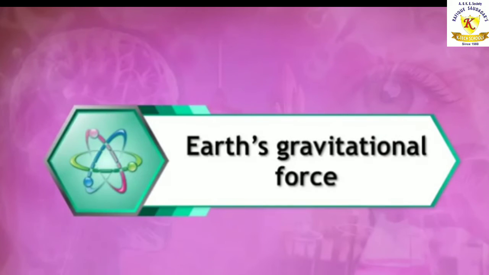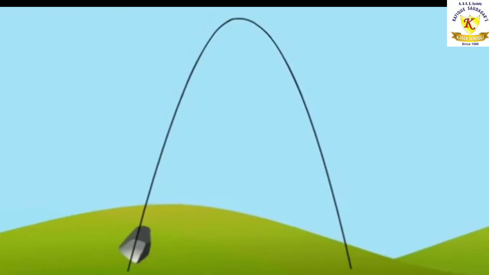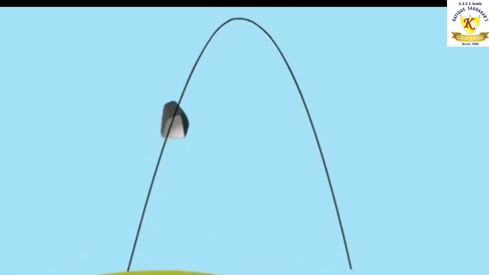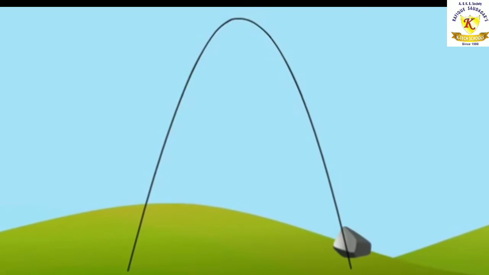Now let's study Earth's gravitational force. Will the velocity of a stone thrown vertically upwards remain constant, or will it change with the time? How will it change? Why doesn't the stone move upward all the time? Why does it fall down after reaching a certain height? What does its maximum height depend on?